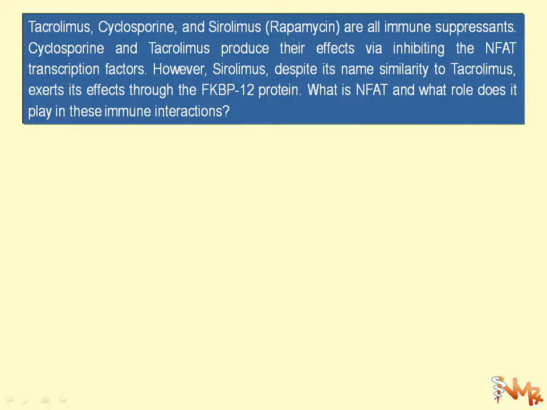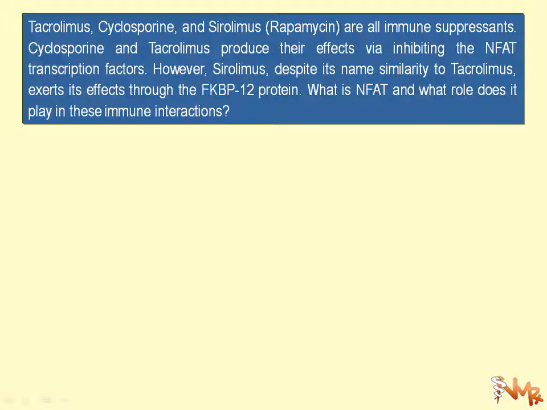Here is what I had in mind. Tacrolimus, cyclosporine, and sirolimus are all immune suppressants. Cyclosporine and tacrolimus produce their effects via inhibiting the NFAT transcription factors. However, sirolimus, despite its name similarity to tacrolimus, exerts its effects through the FKBP12 protein.